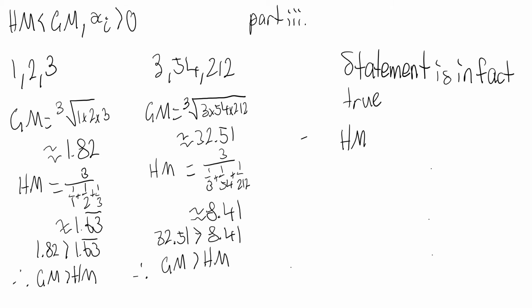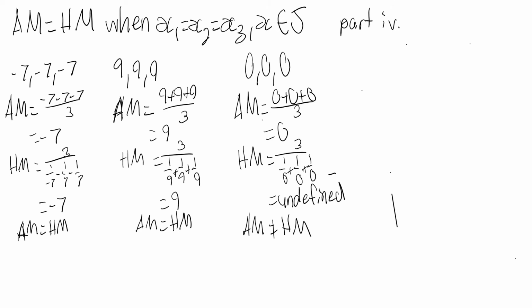The harmonic mean will always be less than the geometric mean, granted that the integer values of x used are greater than 0. For the last of the relationships between the Pythagorean means, we're looking at the statement that the arithmetic mean equals the harmonic mean when x1 equals x2 equals x3 and x is an integer.